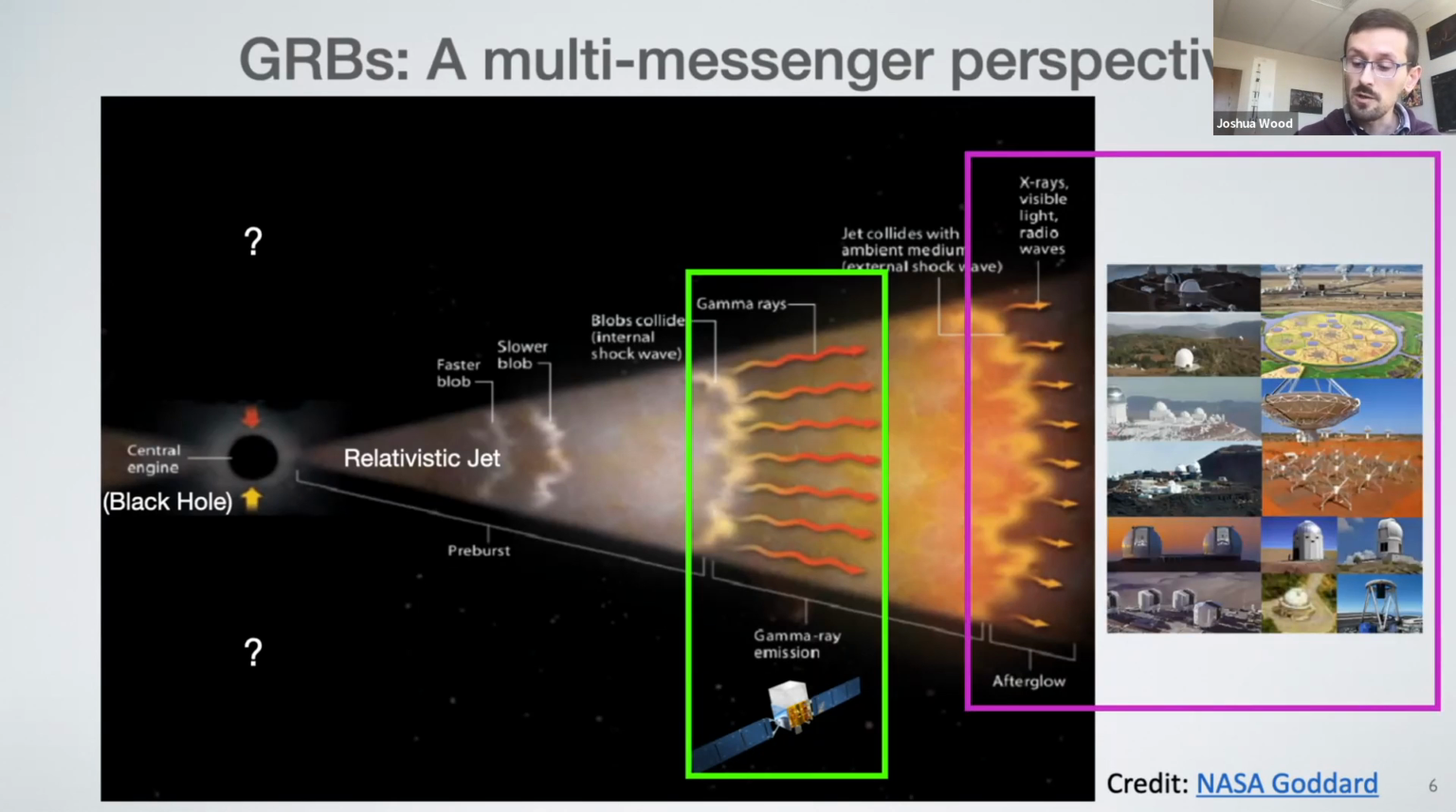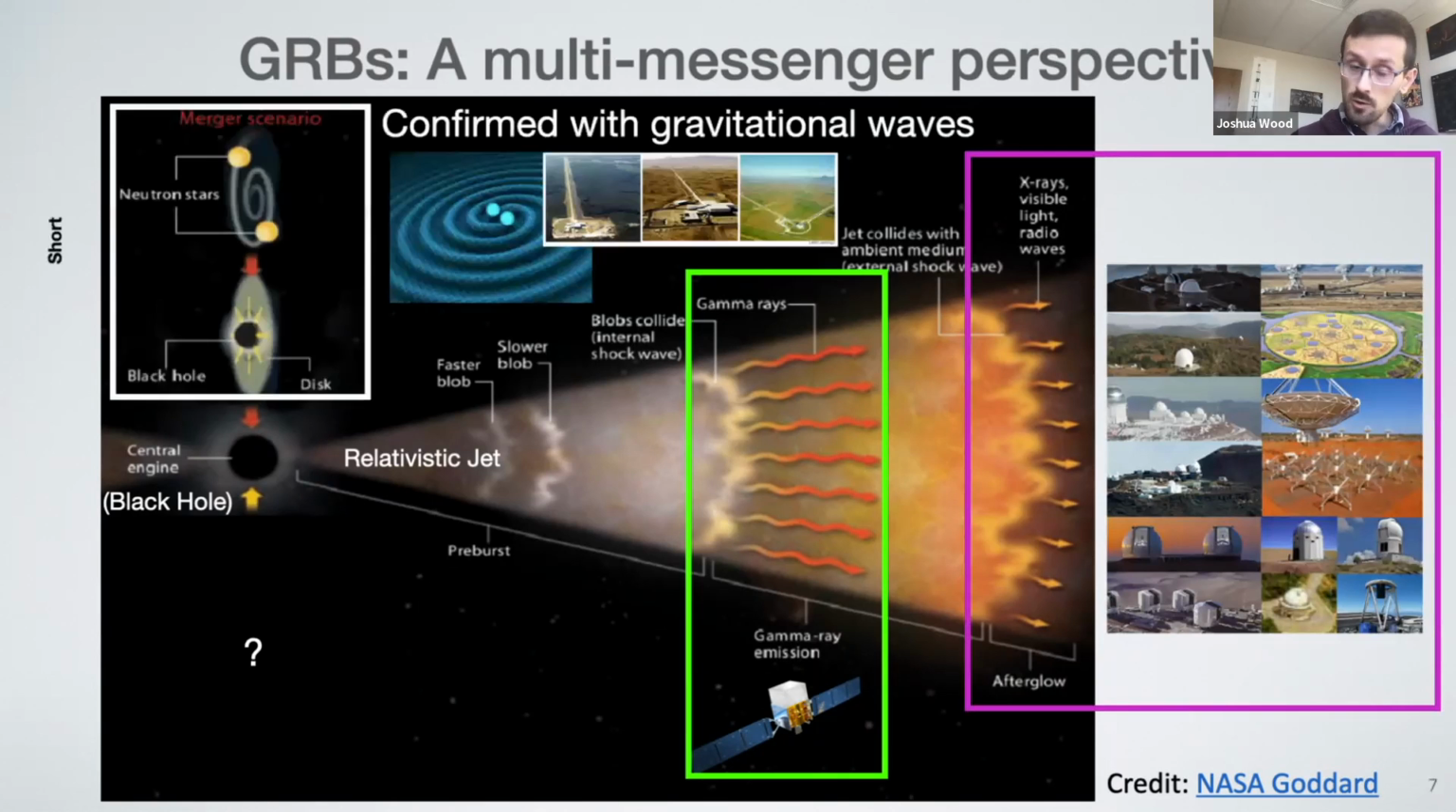And where the multi-messenger perspective comes in is that for short GRBs in particular, we now know that at least one set of objects that leads to short GRBs are binary neutron star mergers, where you have two neutron stars in spiral, releasing gravitational waves, and they eventually collide and form the black hole that then launches your GRB a couple seconds later. And so that's confirmed.